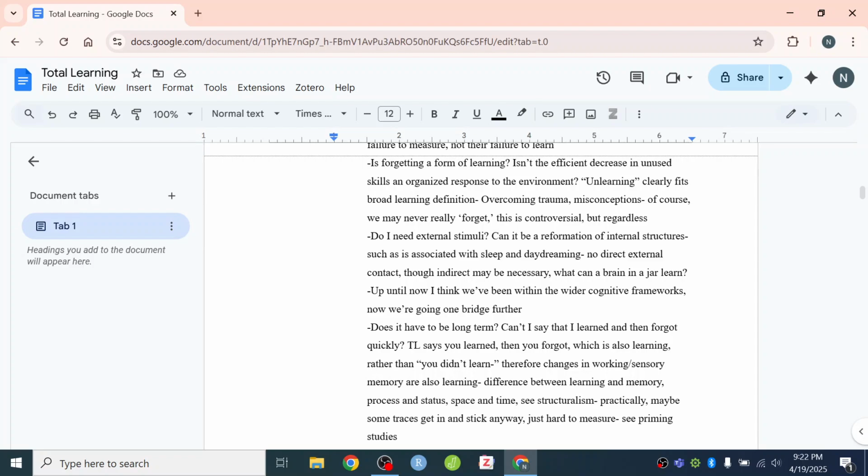Practically speaking, this is all kind of theoretical. And okay, is it really different to say I learned it, then I forgot it, and I didn't learn it? What's the pragmatic difference? Well, pragmatically, maybe some traces get in and stick around. Maybe some of the things that appear to be disappearing in the transition from sensory working to long-term memory, as it's commonly conceived of, maybe they are not disappearing completely.